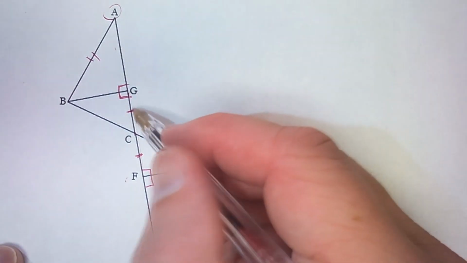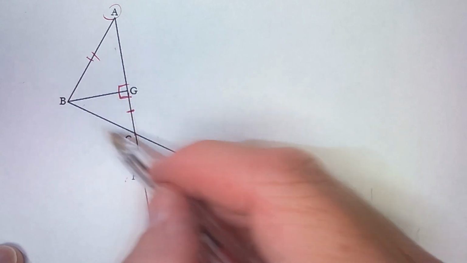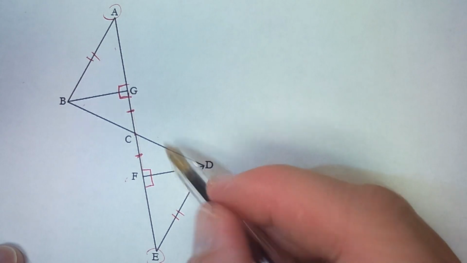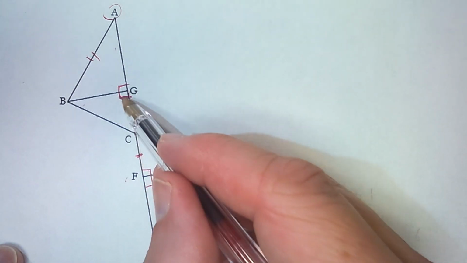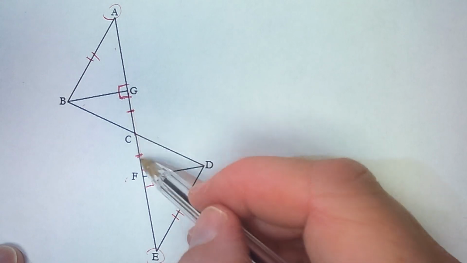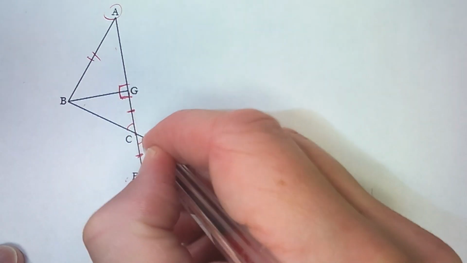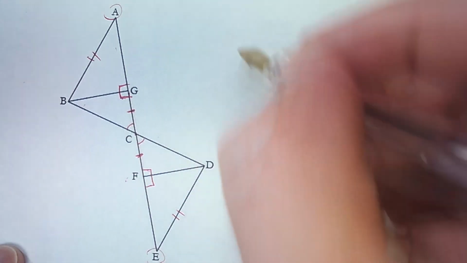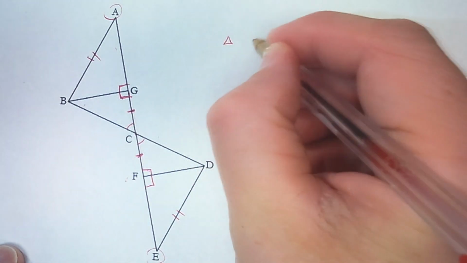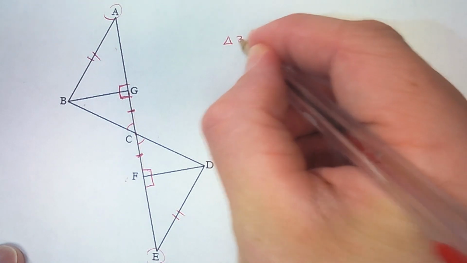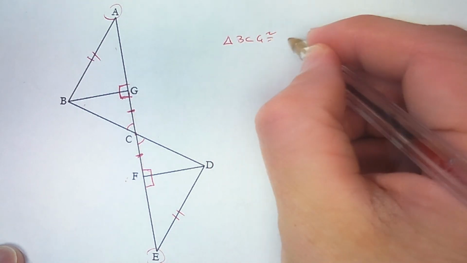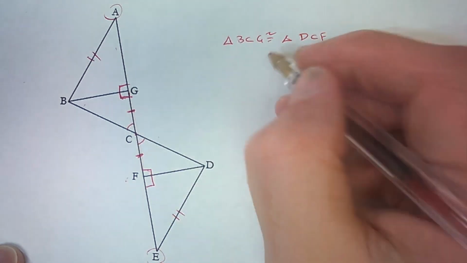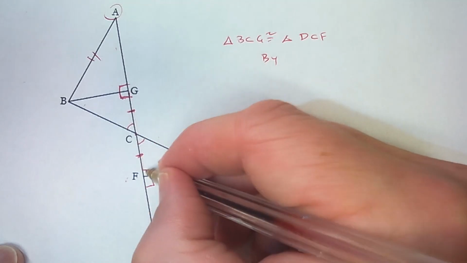Okay, so based on everything I know, let's focus on this triangle here, BCG, and this one here, DCF. I have congruent angles here and a congruent side, and there are vertical angles. These vertical angles are congruent. So with that information, I can say triangle BCG is congruent to triangle DCF by angle, side, angle.